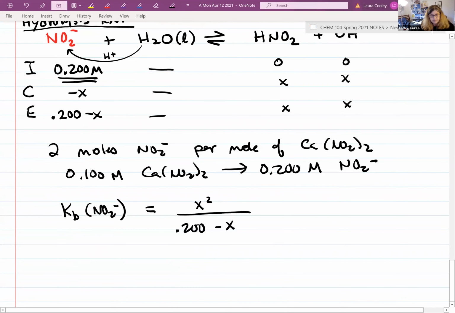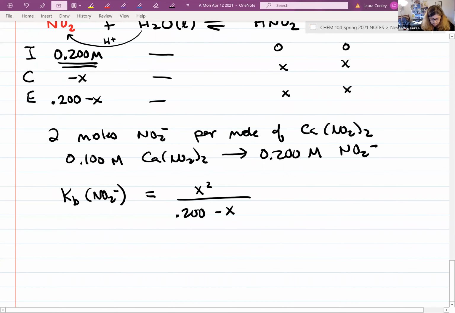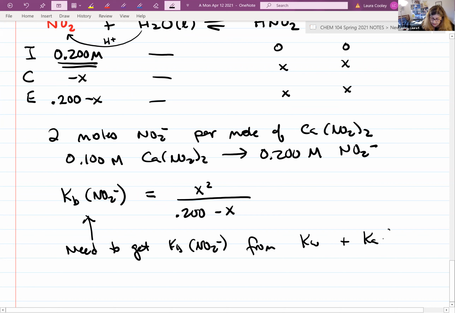And now, this is where this problem is slightly different from when you do a regular base dissociation equilibrium problem. And that is when you look at the chart, of course, this is not there. You need to get Kb for this ion from Kw and Ka for HNO2. Did I just do this one? I think I did.